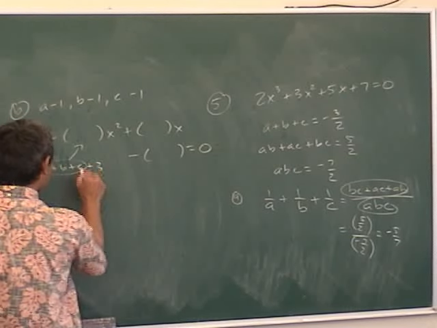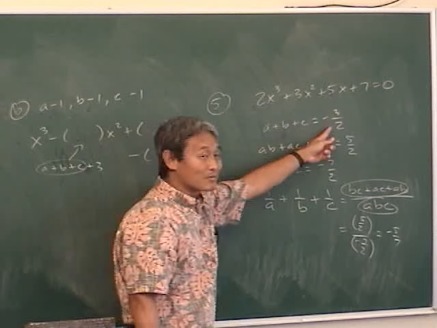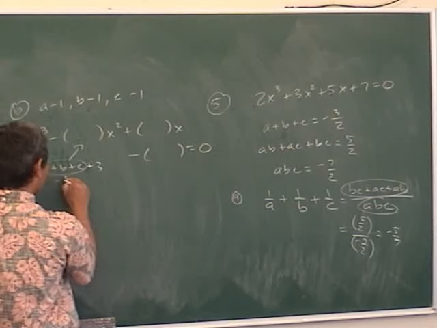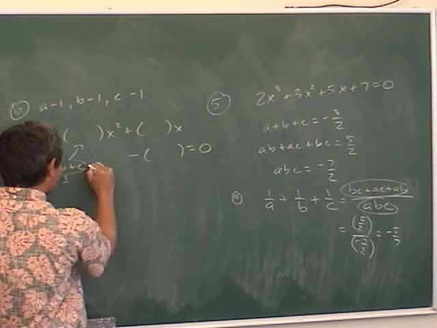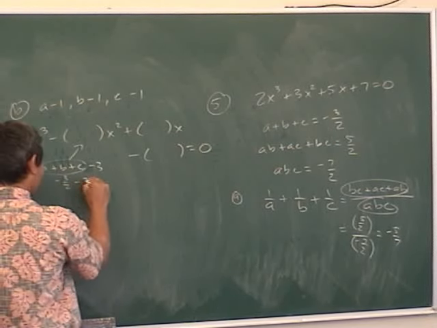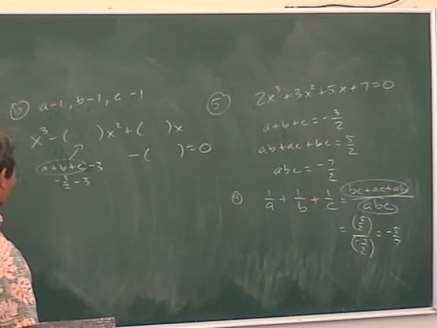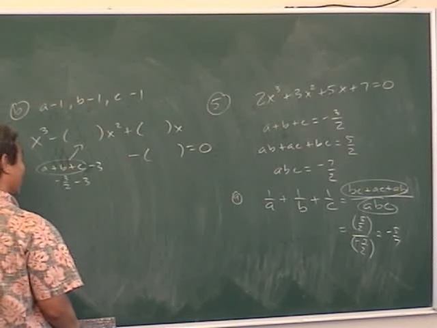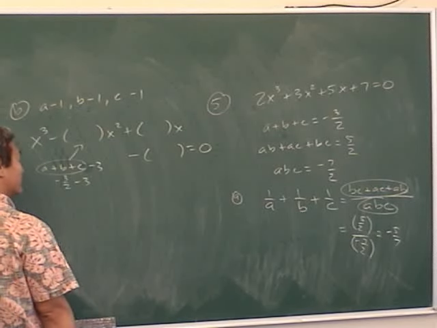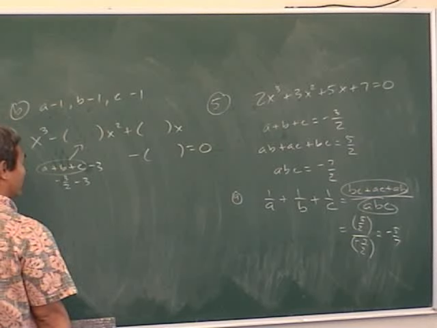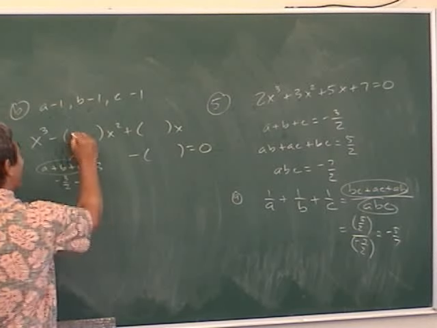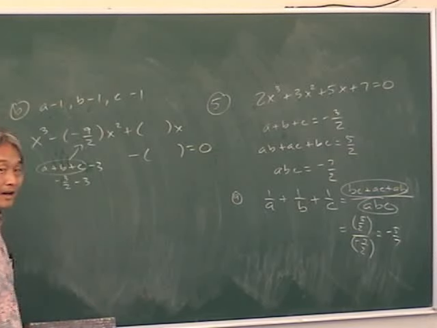Do we know what a plus b plus c is? Minus 3 halves, it's right here. So this is minus 3 halves minus 3. What is that? I'll give you a hint. 3 is 6 halves. -9 halves. That's what you put in there.